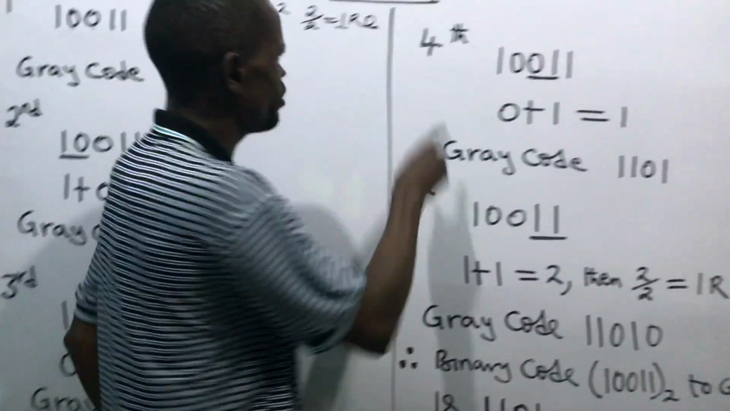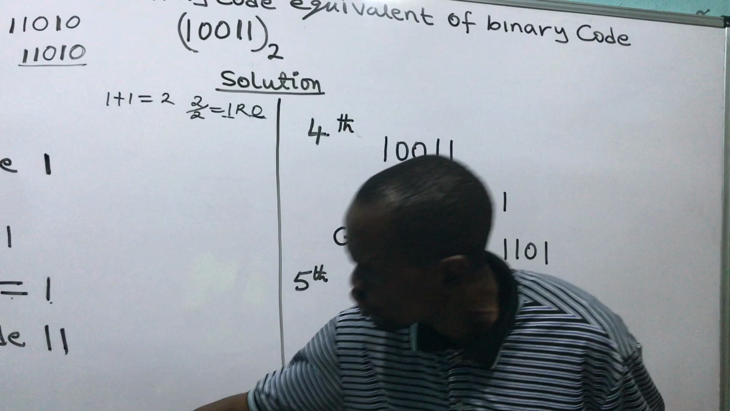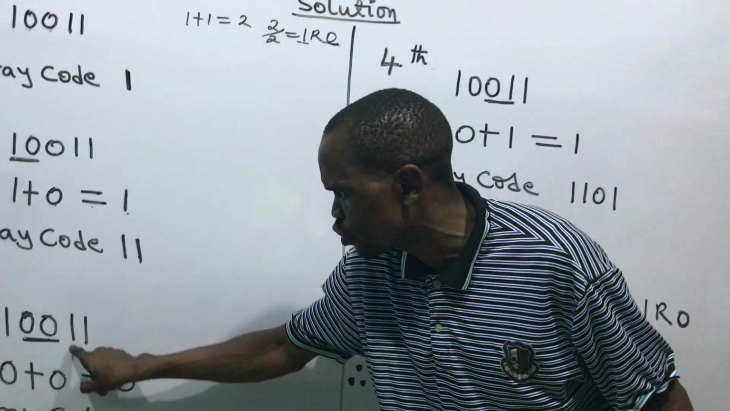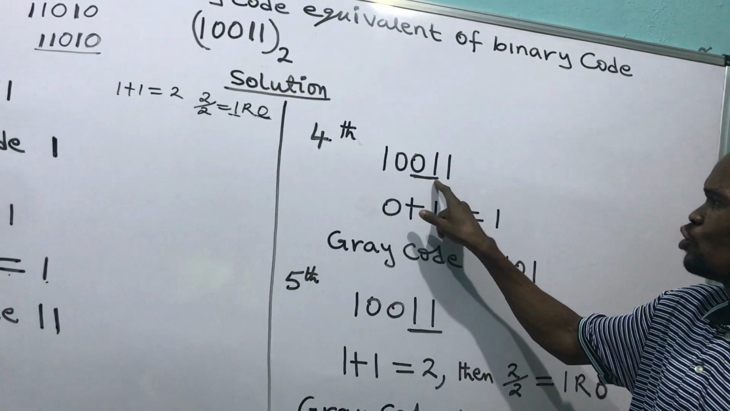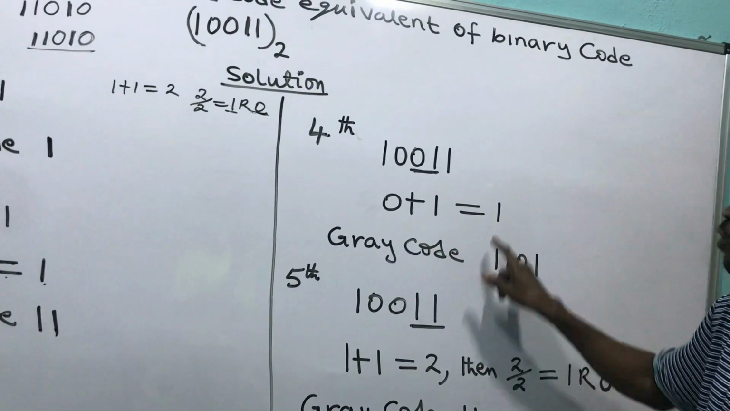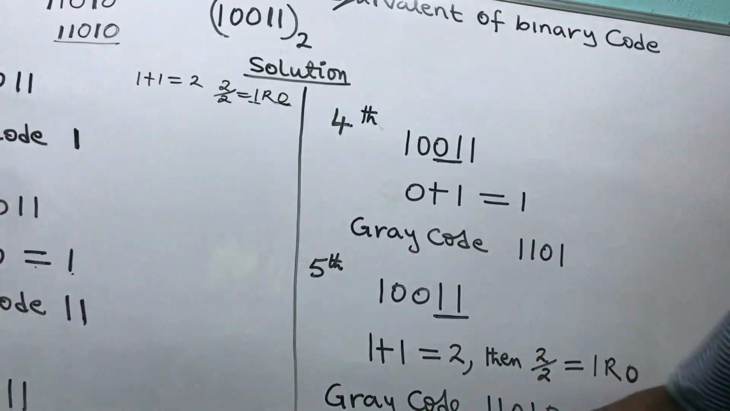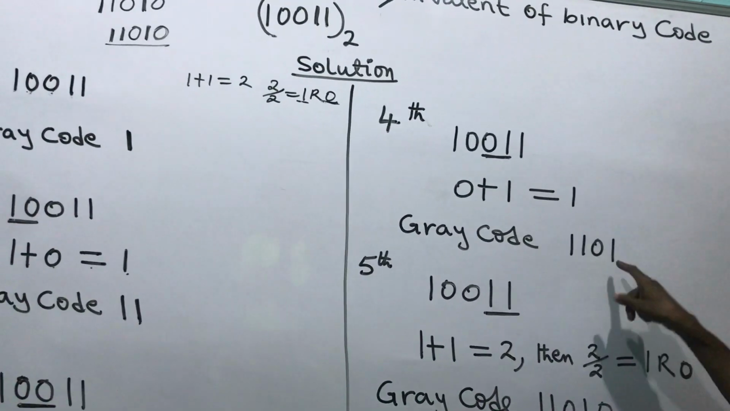Then I will go to the fourth step. You remember that in my third step, I added 0 to 0. So my next step will be 0 to 1. That's what you see here, 0 to 1. And I've added now 0 to 1. That means 0 plus 1 will give me 1. Therefore, my next gray code is what? 1, 1, which I've written here. 1, 1, 0, 1. I've said it now. This one now, 1 down here.